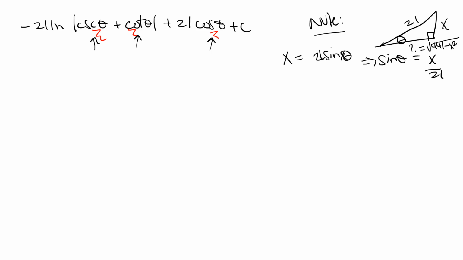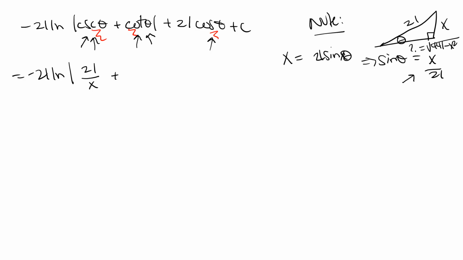Okay, rewriting it using this trig function, we end up getting negative 21 natural log absolute value of, okay? Well, we know cosecant is just 1 over sine. Well, we know what sine is, x over 21. So that's just simply going to be 21 over x, just a reciprocal of that.